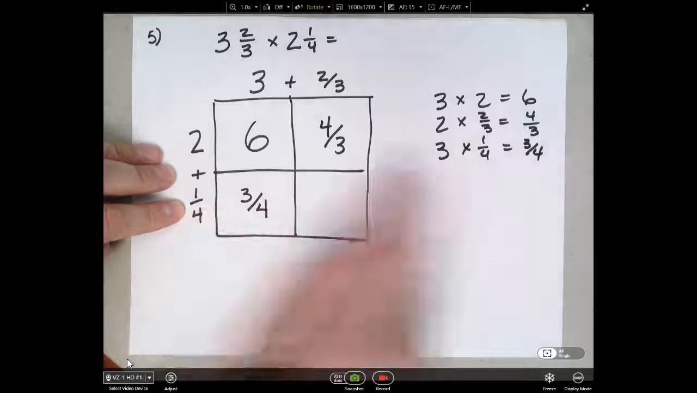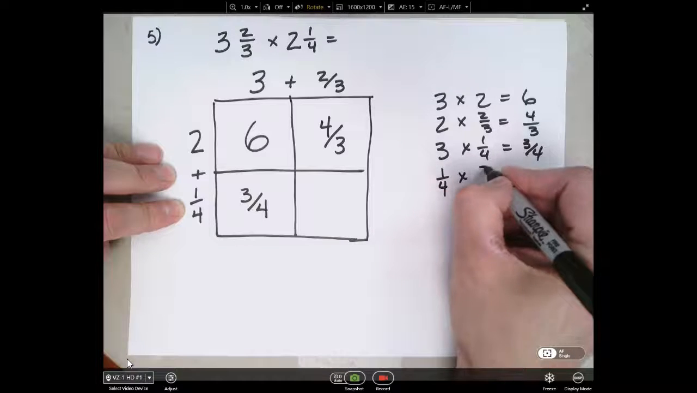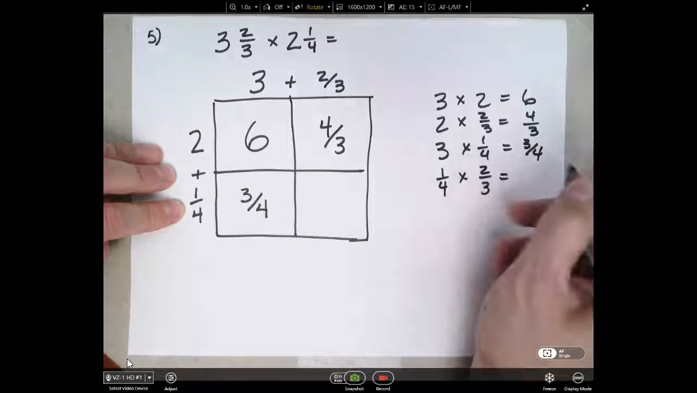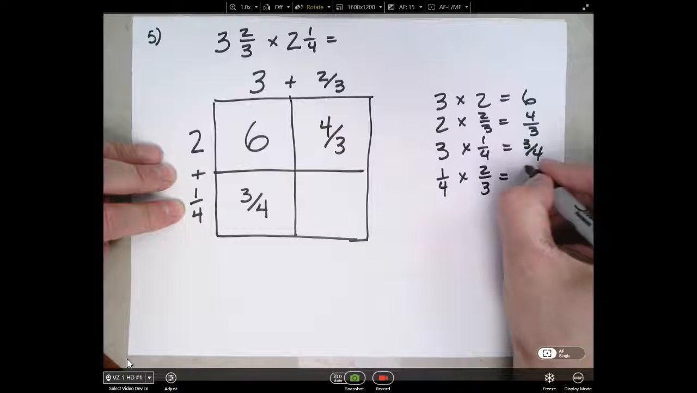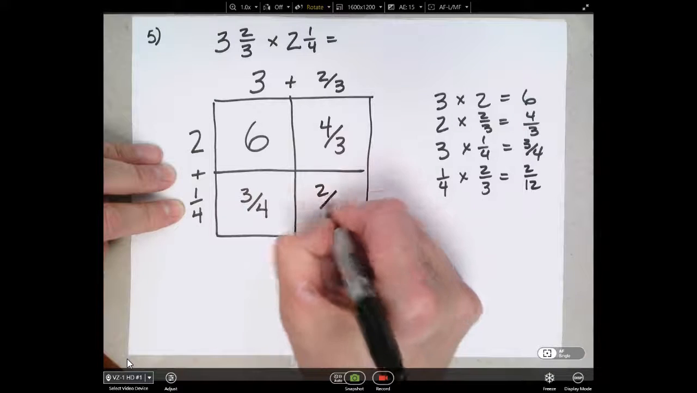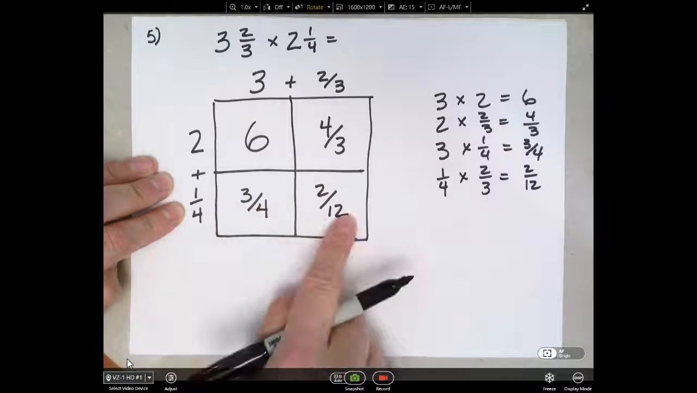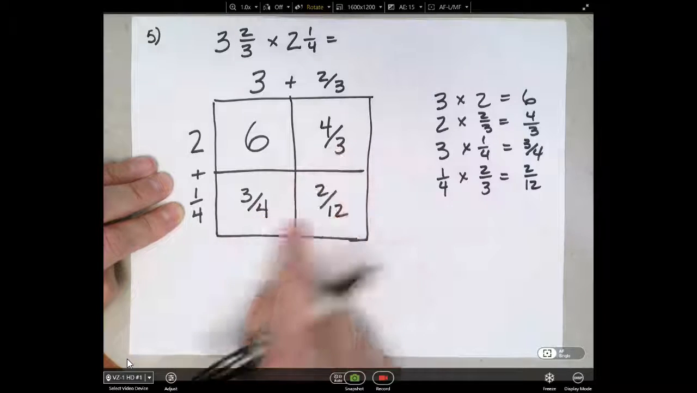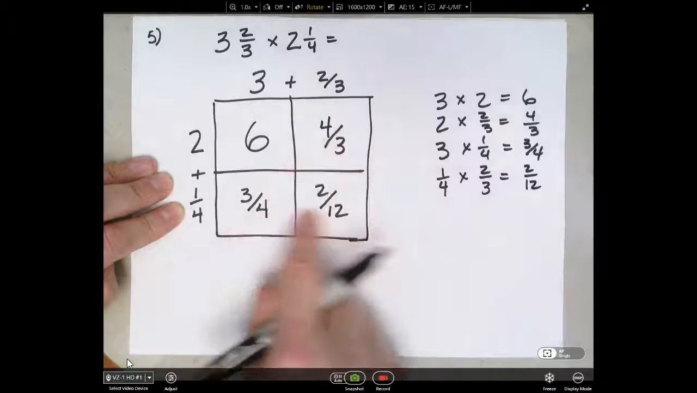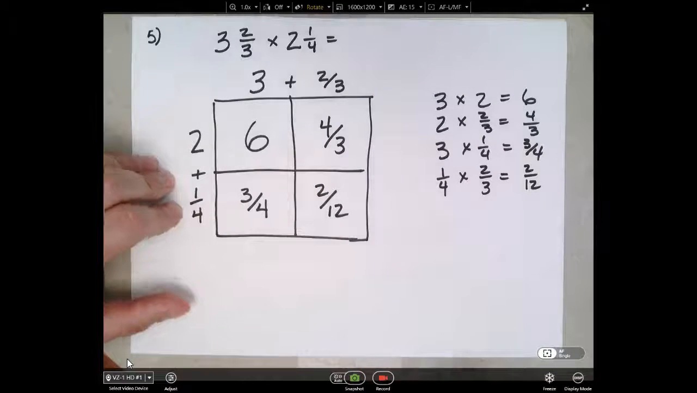And lastly, we have 1/4 times 2/3, and that's 2/12. And I'm going to leave it as 2/12 and not reduce it to 1/6, because then 12 becomes my common denominator when I need to add all 4 of these pieces up together. Okay, so that's what I'm going to do next.